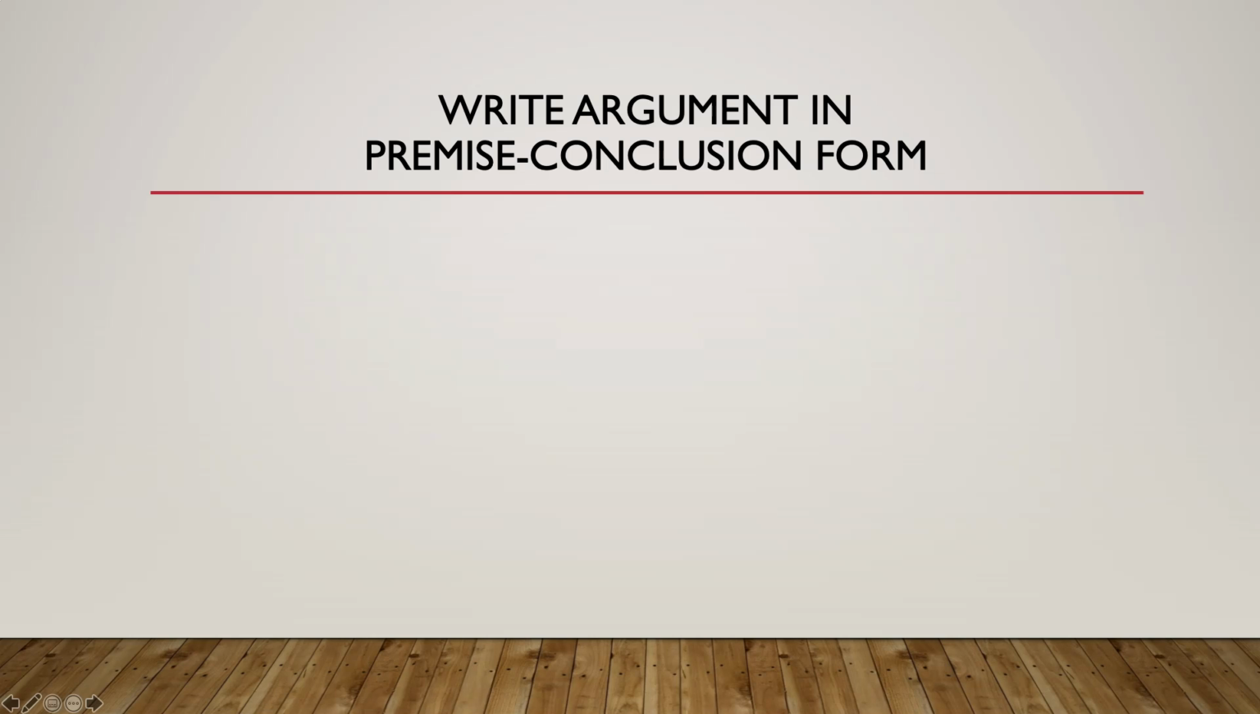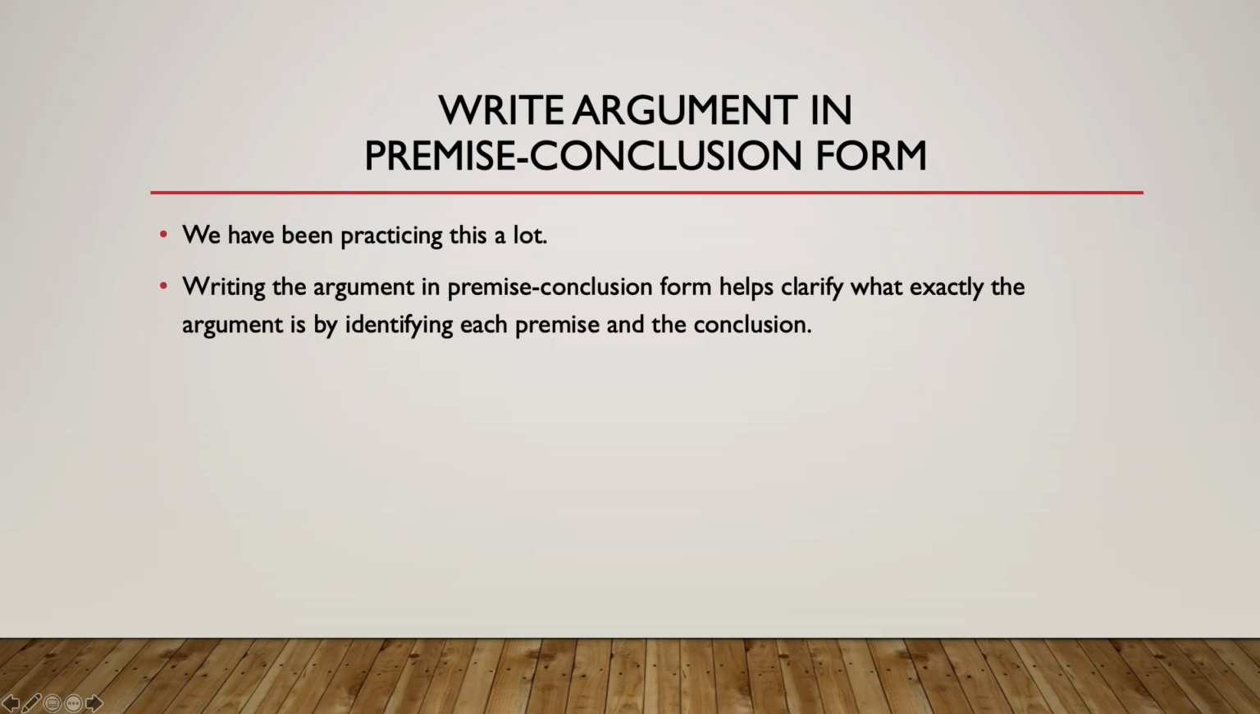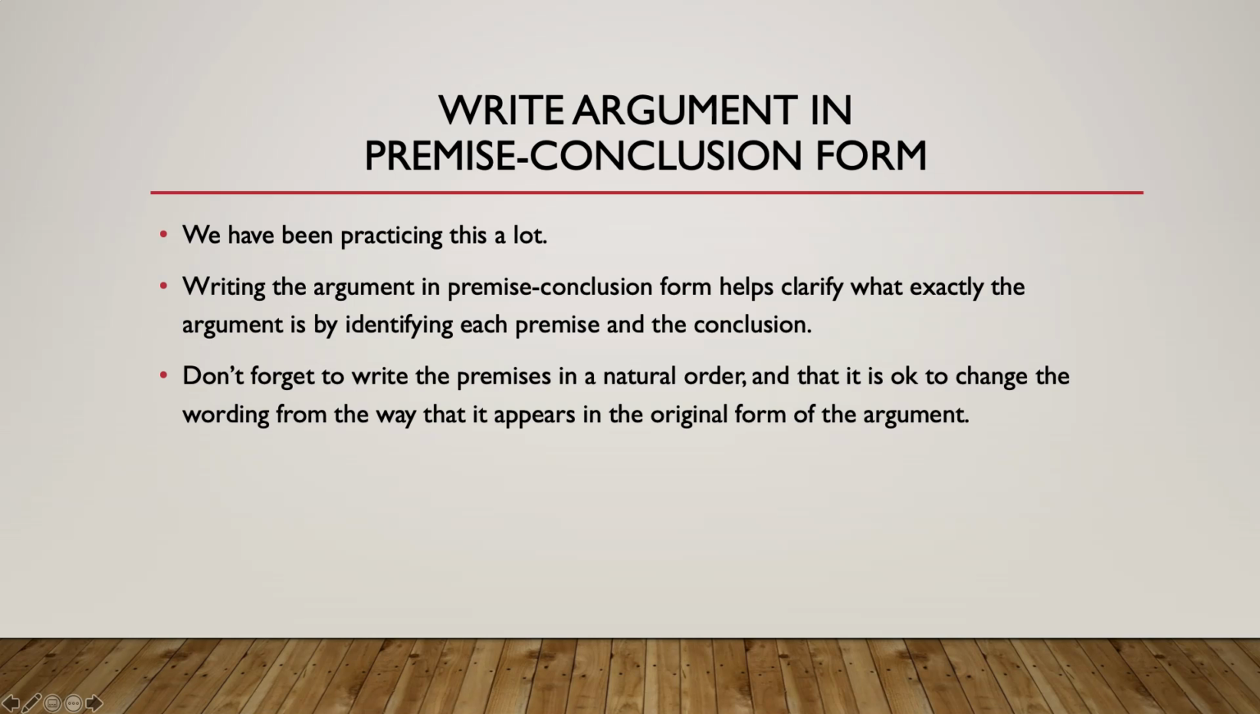All right. Then I want you to write the argument in premise conclusion form. So we've been practicing this quite a bit. And writing the argument in premise conclusion form helps us clarify what exactly the argument is by defining each premise and then finally the conclusion. Don't forget to write the premises in a natural order, and remember that it's okay to change the wording from the way that they appear in the way that you find the argument out in the world. You don't want to change the meaning, of course, but it's okay to change the wording so that things flow better.